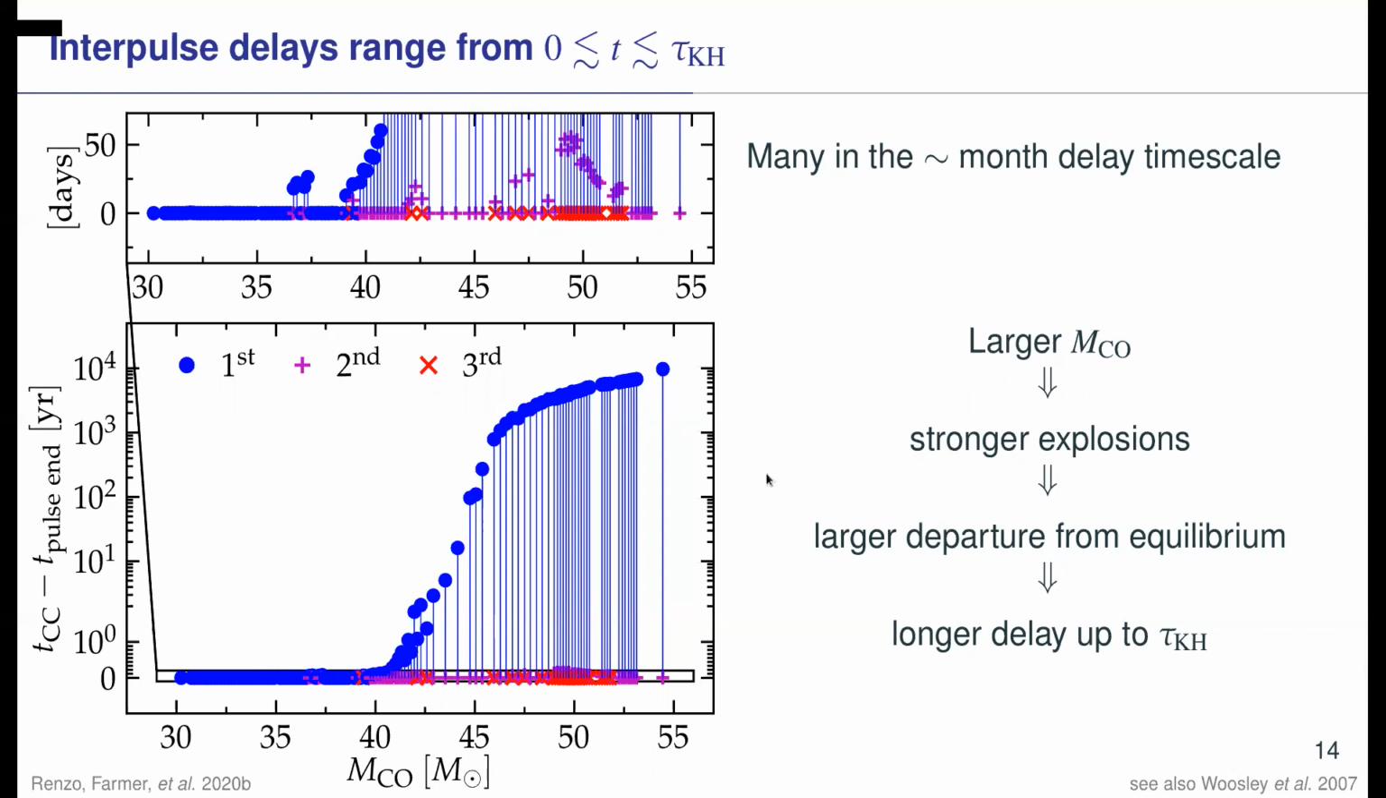And in the most extreme cases, these pulses drive the star so far out of thermal equilibrium that they cannot cool through neutrinos anymore. They have to cool through photons, and to relax back to their equilibrium configuration and do a second and third pulse, it takes an entire Kelvin-Helmholtz timescale, which for a star with a carbon-oxygen core of 54 solar masses is about 10^4 years. So there is a wide range, and there are many other phenomena that could produce transients on very short or very long time scales.